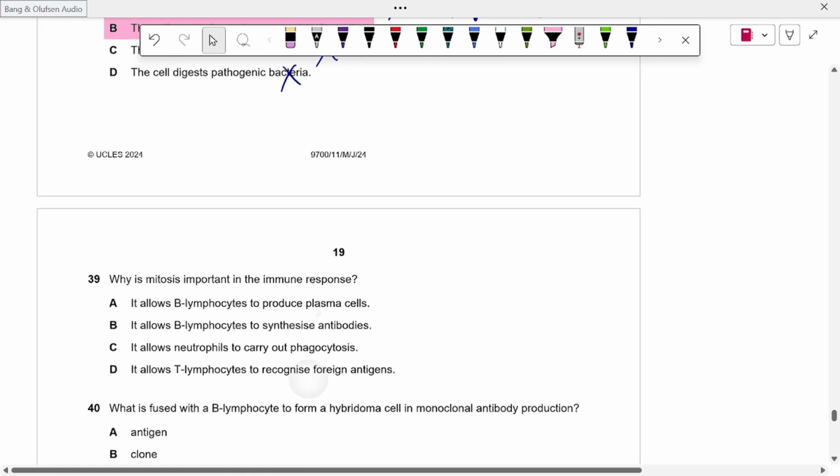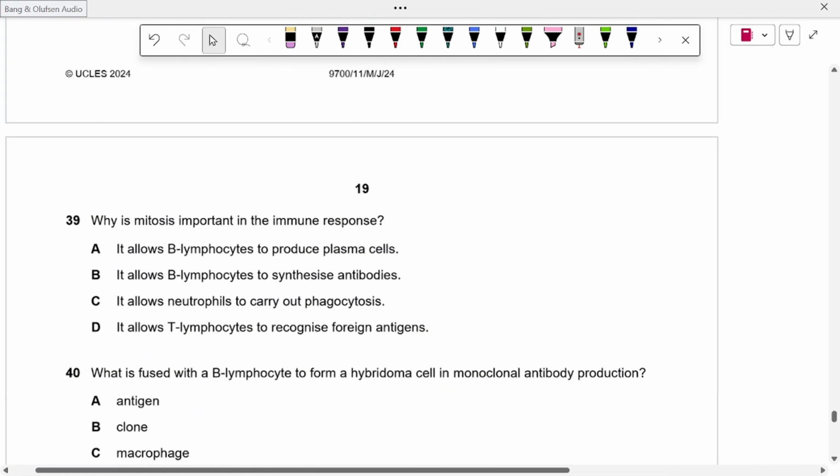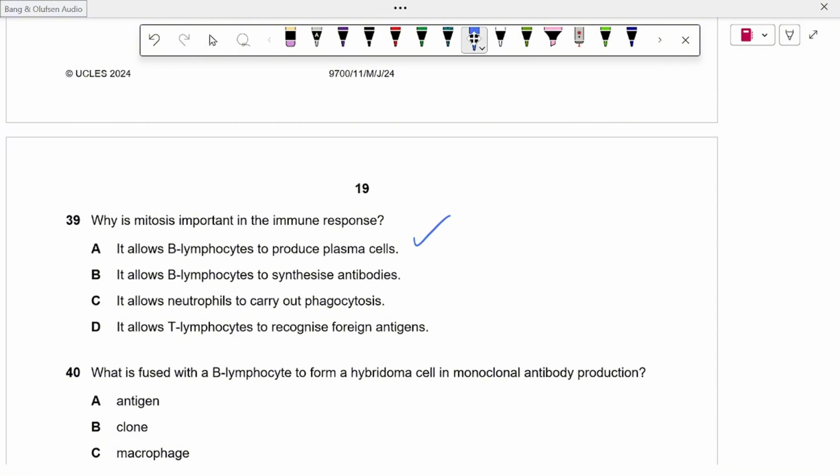Why is mitosis important in the immune response? It allows B lymphocyte to produce plasma cell. The first option is correct. It allows B lymphocyte to synthesize antibody. Antibody comes from your plasma cell, and plasma cell comes from your B lymphocyte. So this goes a little too far. You can do this by elimination, and the best possible answer is plasma cell.